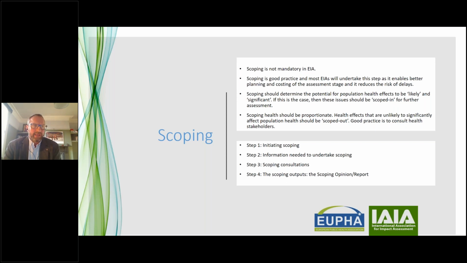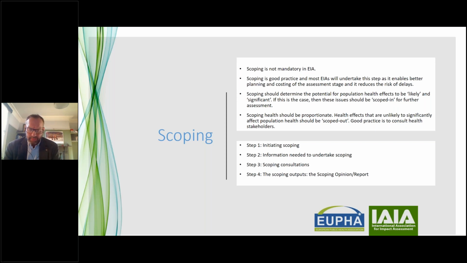Scoping also is not a mandatory step in EIA. Although all authorities and all practitioners will agree that scoping is good practice, and it is a very important stage in all forms of impact assessment, as it enables better planning and costing of the assessment stage, and thus reduces the risk of delays further on down the line. So this is where the dialogue starts very much. From a health point of view, we are saying that scoping needs to determine the potential for population health effects to be both likely and significant. And if this is the case, then these issues should be scoped in for further assessment.